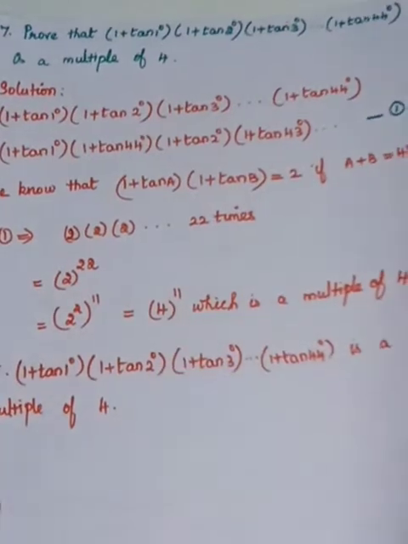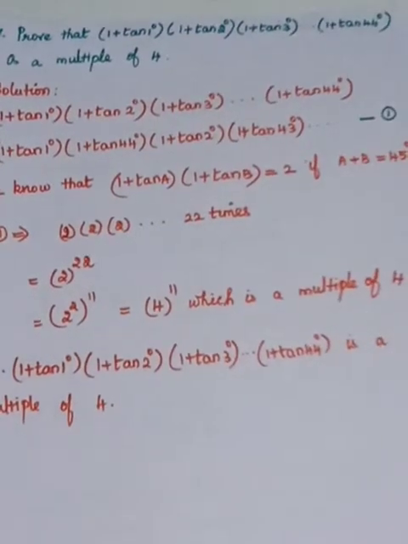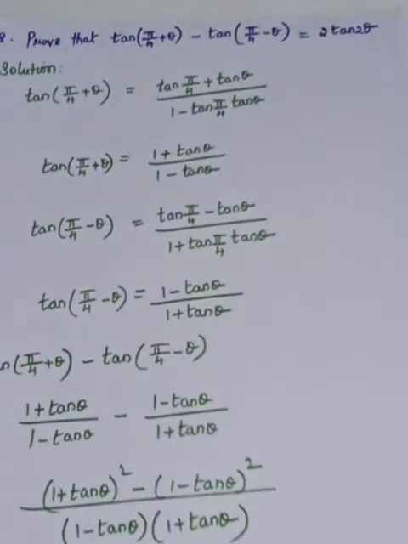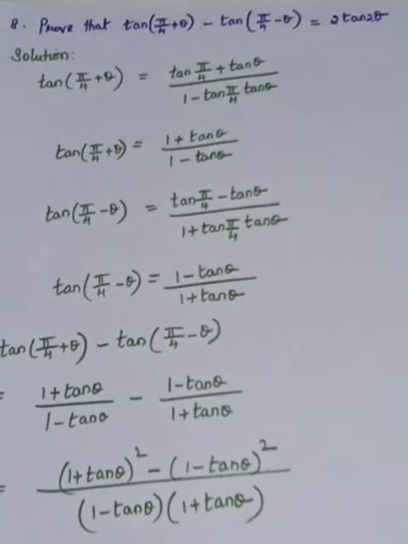Okay. So now the next one will go to problem number 8. Prove that tan(pi by 4 plus theta) minus tan(pi by 4 minus theta) is equal to 2 tan 2 theta. Take the first result, tan(pi by 4 plus theta).